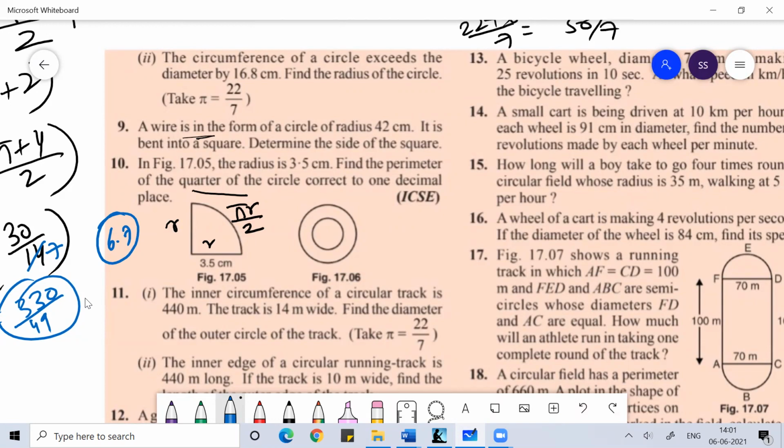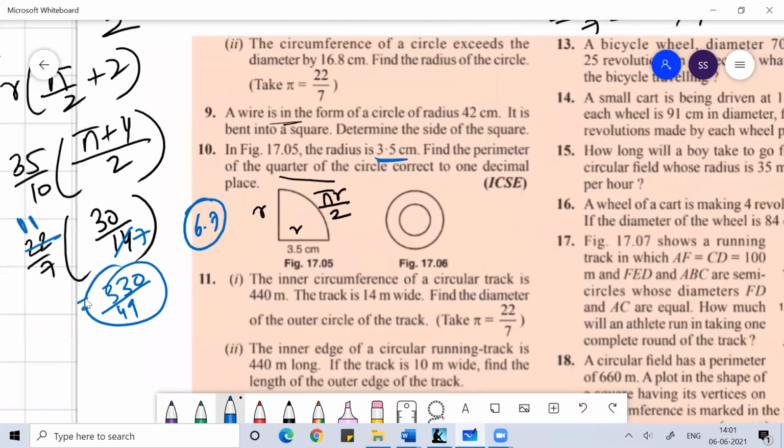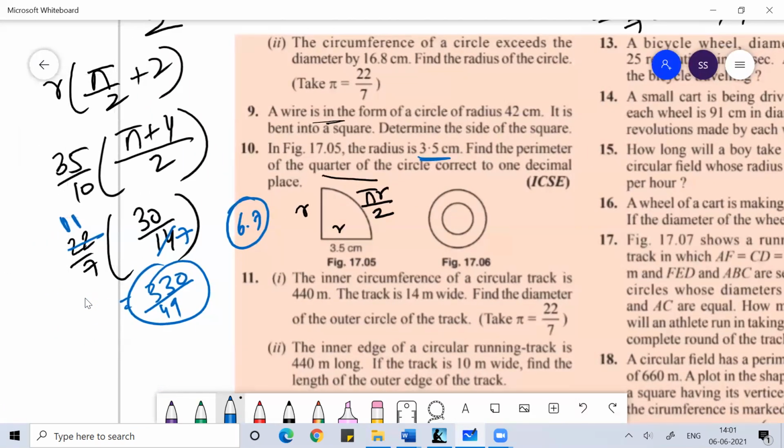The 10th one, 12.5 is given here. Sir, I'm getting 5.5. Find the radius is 3.5 centimeter. Finding the perimeter of the quarter of circle, correct to one decimal, please. Pi r by 2 plus 2r. In the figure, the radius is 3.5.